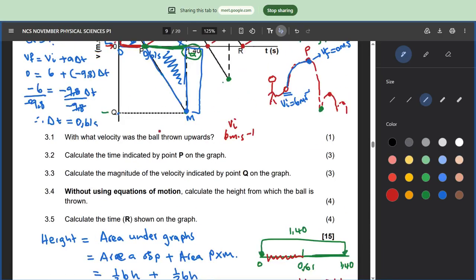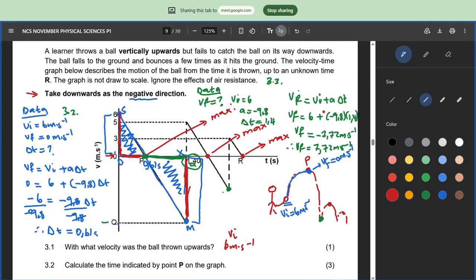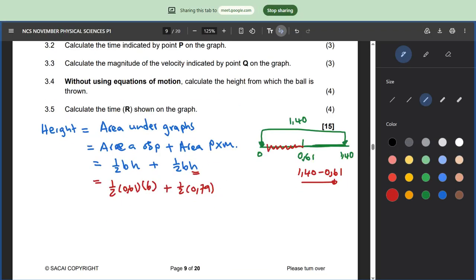Let's go find the height. The height should be this part here, which we calculated in the previous question. It was negative 7.72. Please make sure that you also include the signs when you calculate. So you're going to put it inside the bracket as negative 7.72. The reason this 6 is positive is because it's going up. So now you're going to put all this on the calculator and find your final answer.